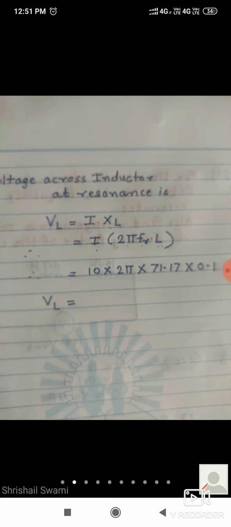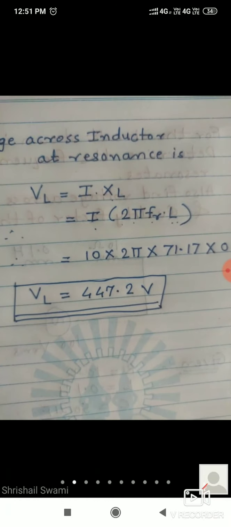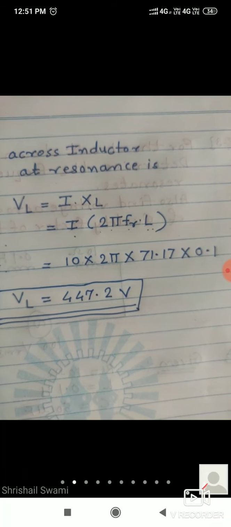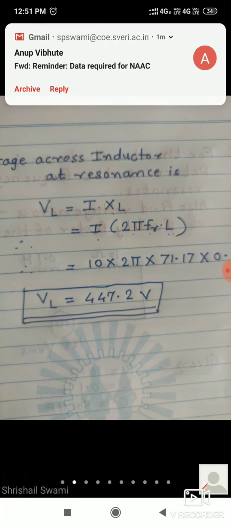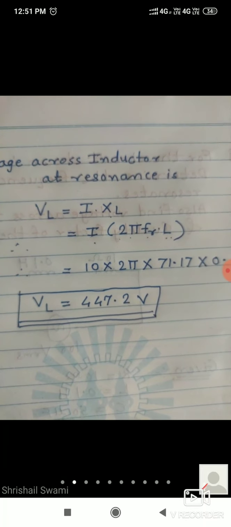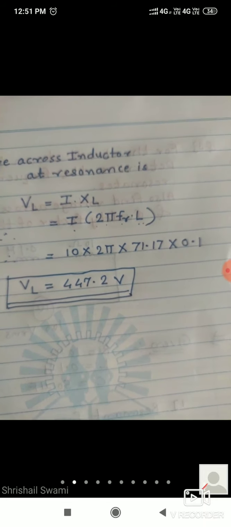Hello, what is the answer you got? Okay, that is 447.2 volt. I got this answer, 447.2 volt. Okay, so everyone is getting the same answer? Apart from this, anyone got a different answer? ह्याच्यापेक्षा कोणाचं वेगळं आलंय का आन्सर?